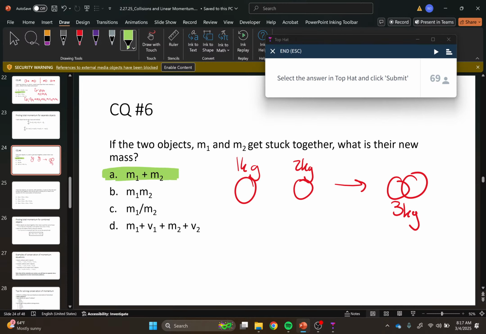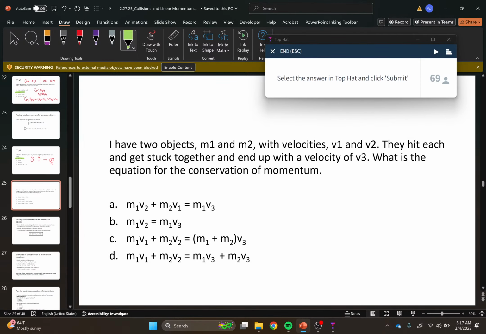Yay! Great. Why is this relevant? Don't worry. It's all going to come together. If I have two objects, M1 and M2, with velocities V1 and V2, they hit each other and get stuck together and end with a velocity of V3, what's the equation for conservation of momentum? It's putting the pieces together.